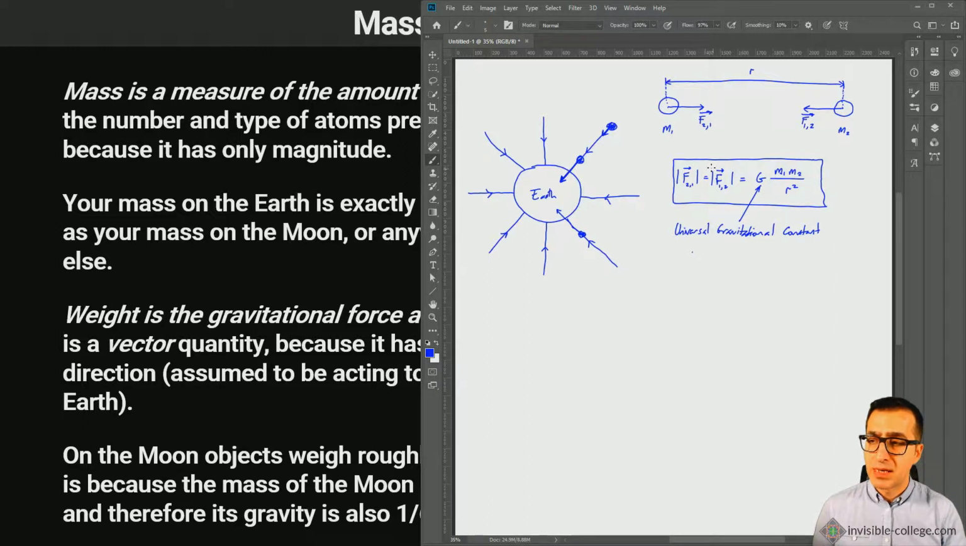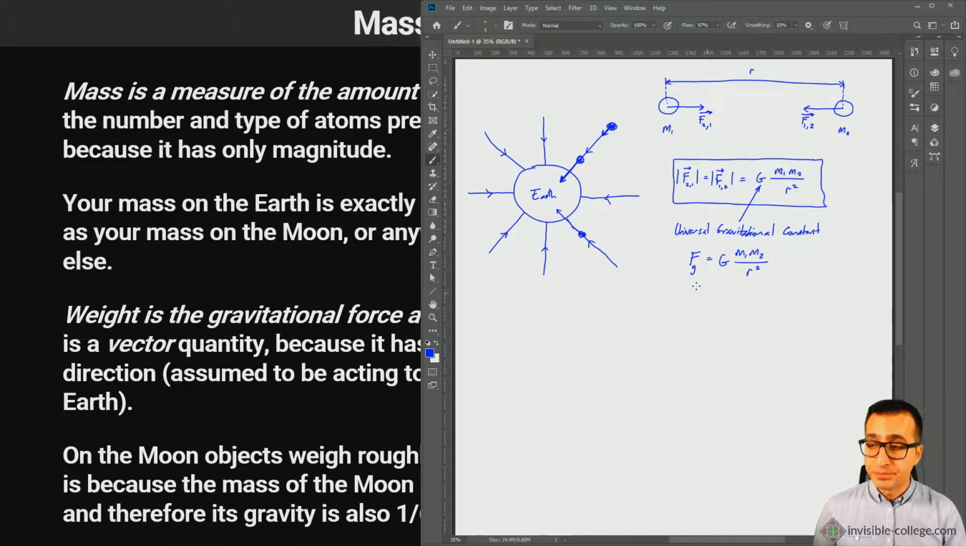Now let's simplify this here a little bit. Let's just talk about the magnitude of either of these forces as being the force of gravity here. So the force of gravity is equal to some constant G multiplied by the product of the two masses, m1 and m2, whatever those masses are, divided by the square of the distance between their centers of mass.